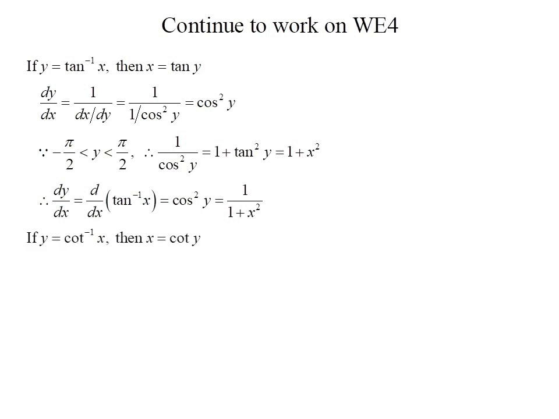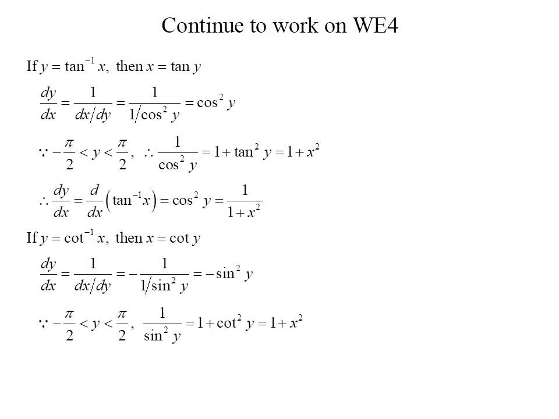As for the arctangent x, since y equals arctangent x, x equals cotangent y. Hence dy by dx equals the reciprocal of dx by dy, which equals negative 1 over the reciprocal of the square of sine y, which equals the negative square of sine y.